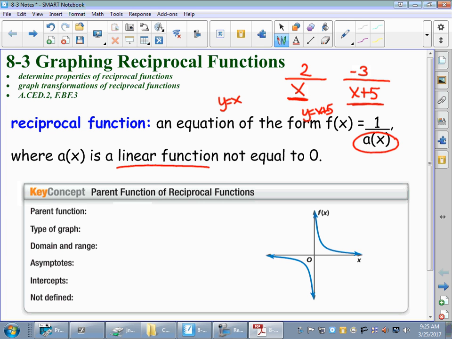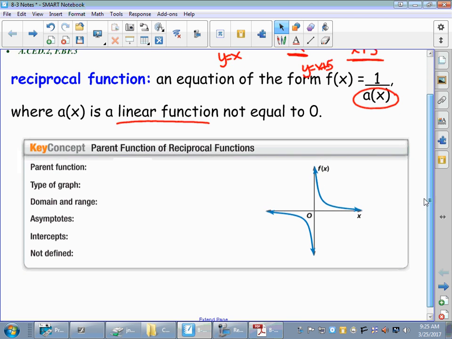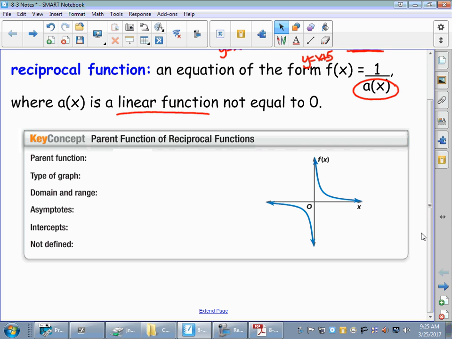So if that's the characteristics of this, then we know that it's a reciprocal function. And it just can't equal 0 because you can't have 0 in the denominator. So I'm just going to fill in this table here. This is what they look like. This is the parent function. And so we're going to base everything off of the parent.